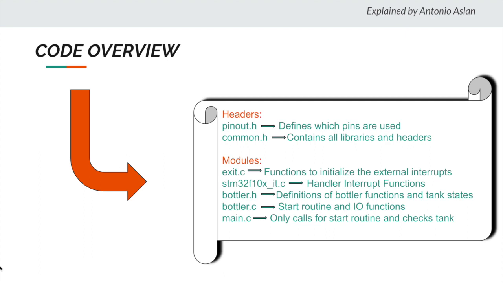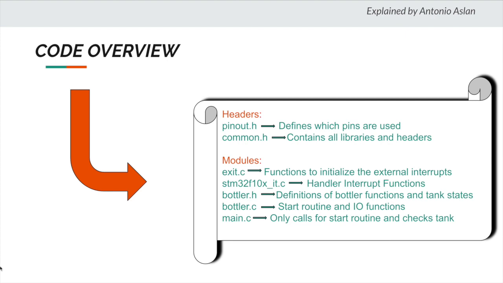The external interrupt module contains the initialization of the pins that are connected to time-sensitive events, such as the emergency stop button or the bottle sensor. Then the interrupt handler routines are configured in the STM32IT module, meaning which actions will be taken if a timer or external interrupt event occurs. For example, if the emergency stop button is pressed, shut down the whole system immediately.